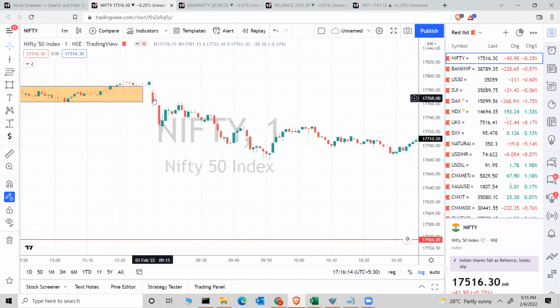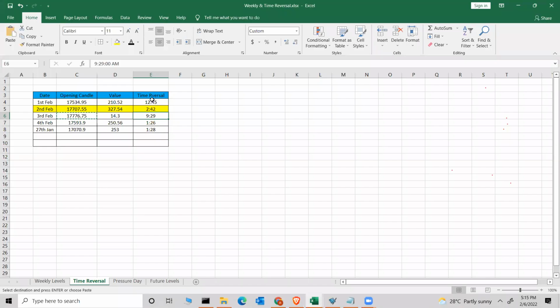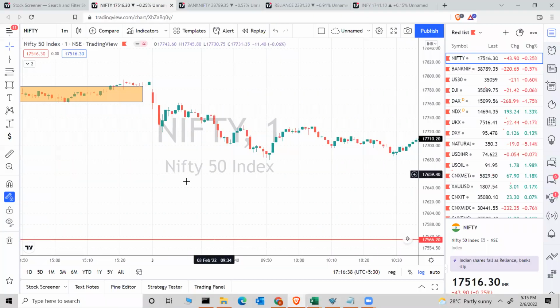Okay, here is the third Feb. So our opening value, you can see the value here. I'm keeping my cursor there on opening. At the bottom, you could see 3rd Feb 9:15, and on the top, you could see the opening value 17776.75, and it gives you a time reversal of 9:29.